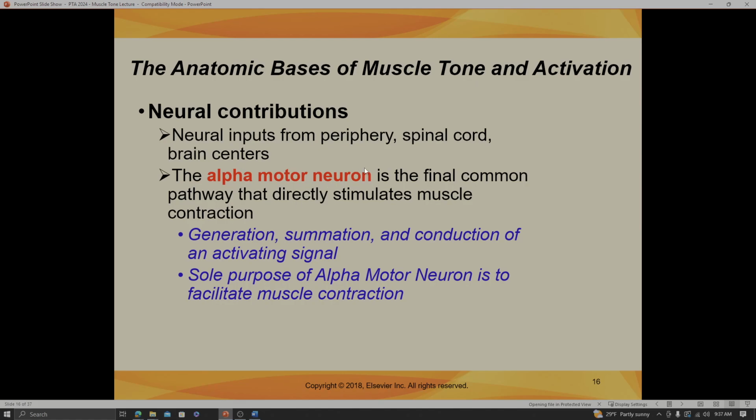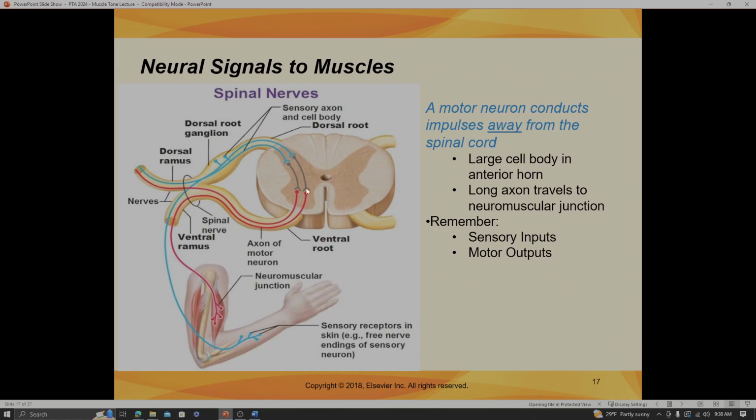So the alpha motor neuron is super important to remember. It is that final common pathway that's going to directly stimulate muscular contraction. We call that the alpha motor neuron. It helps to generate, summate, and conduct an activating signal. And the sole purpose of the alpha motor neuron is to facilitate muscular contraction. It works alongside the muscle tissue. It intertwines with the muscle tissue in a way that won't take you too far back to the physiology, but in a chemical and electrical way that's going to stimulate and facilitate muscle contraction.